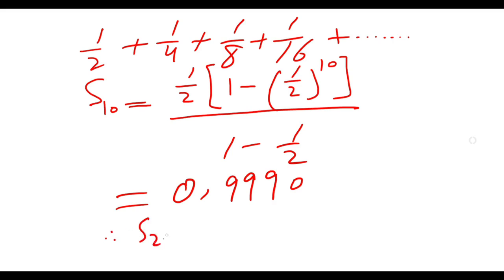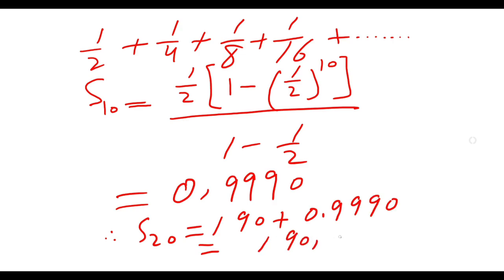Therefore S20 will be the arithmetic series 190 plus this 0.9990 from the geometric series, and the final answer is 190.9990. So this is my final answer.